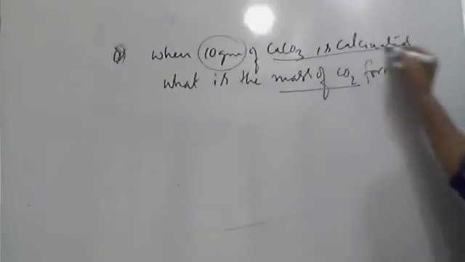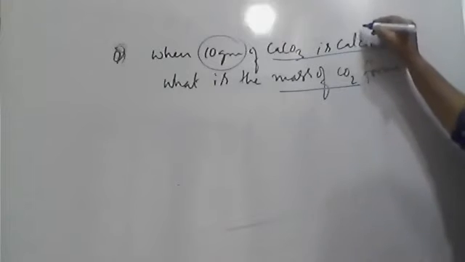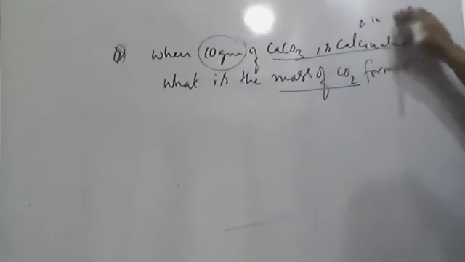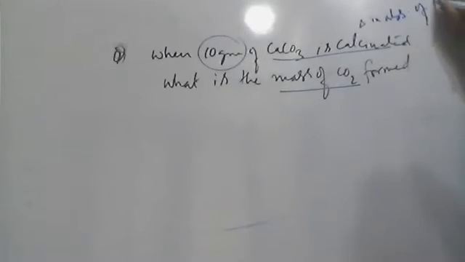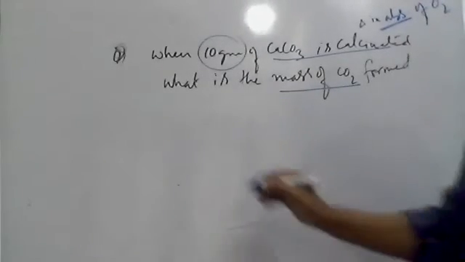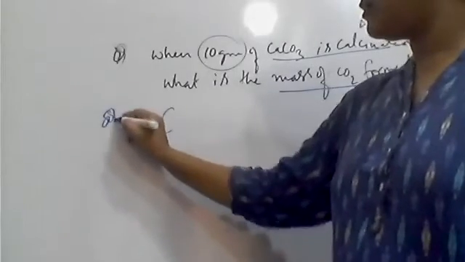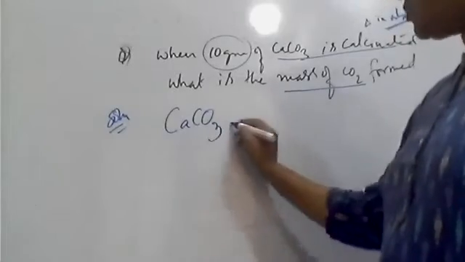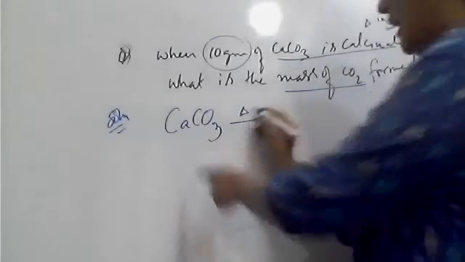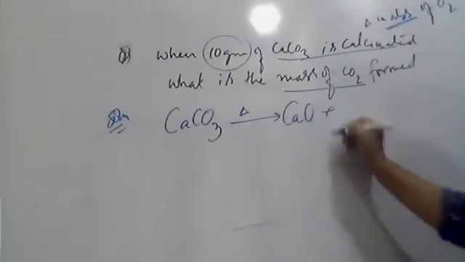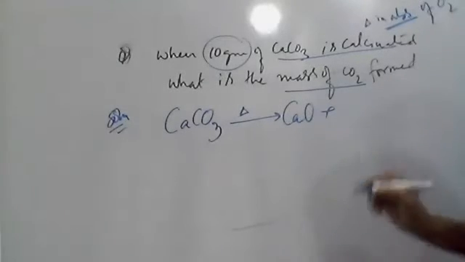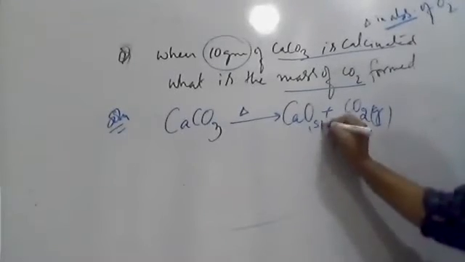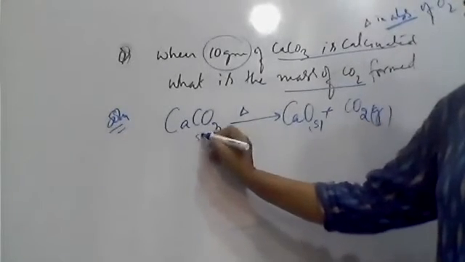CaCO3 is calcinated, which means burnt in absence of air. No air is there. So you have to write the equation. CaCO3, limestone, is burnt without air, so it gives CaO, which is known as quicklime, plus CO2 gas. CaO is solid and calcium carbonate also is a solid.